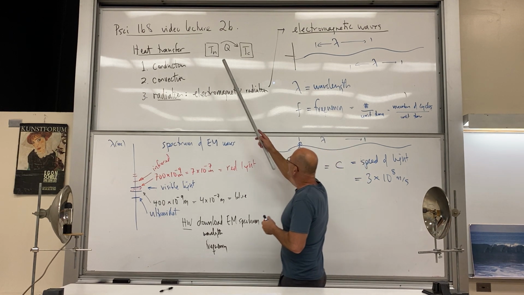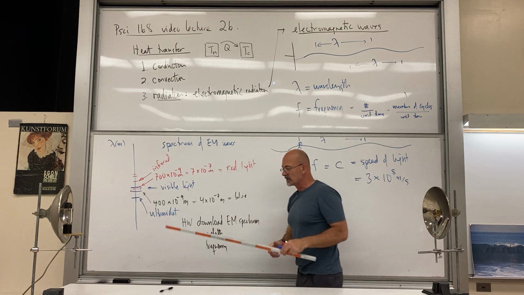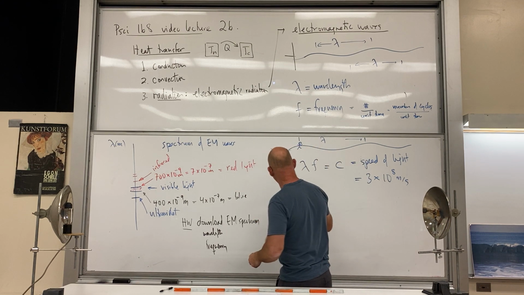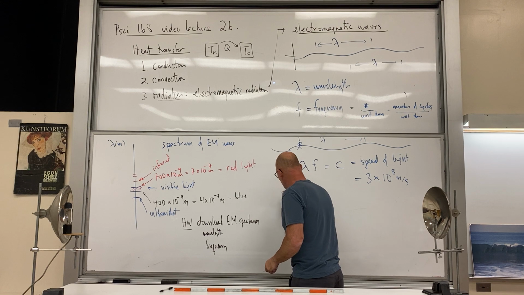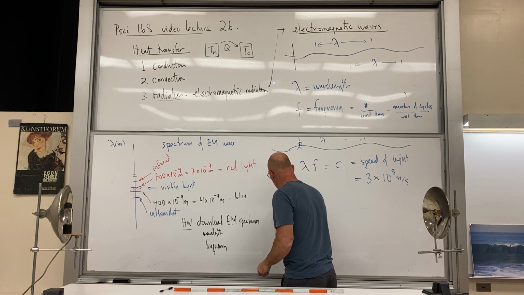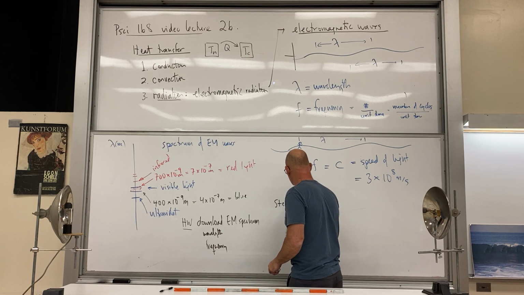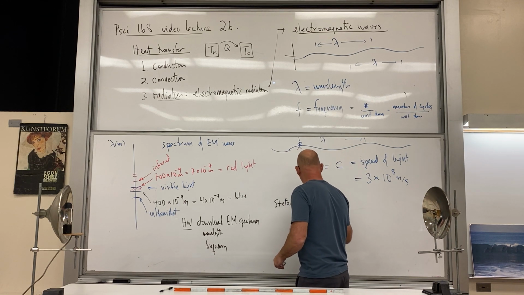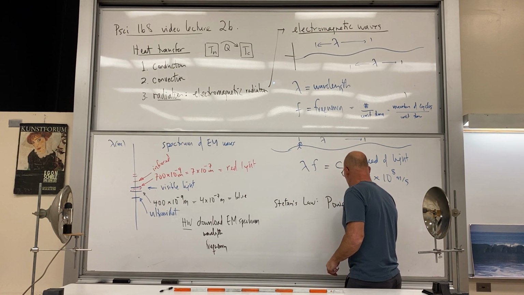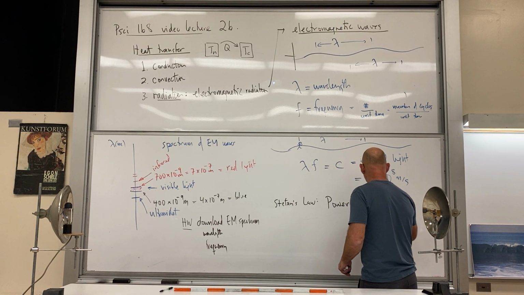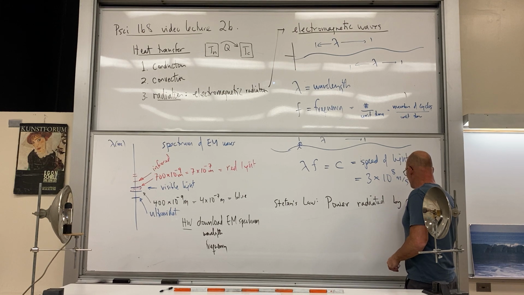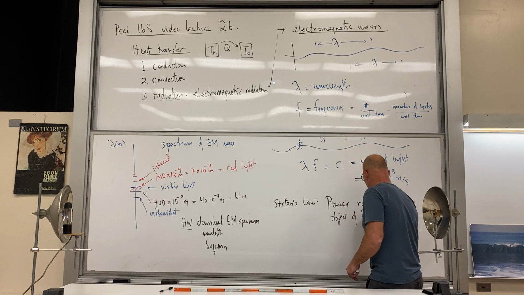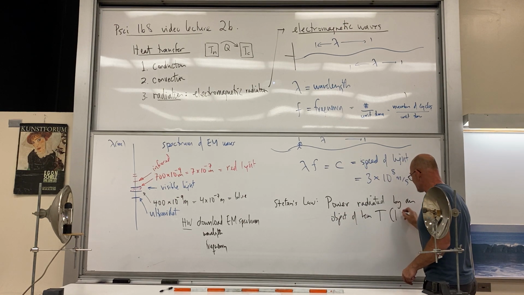Also, in terms of this, I'm going to add a little more technical discussion. So in terms of this energy going from hot to cold, there is the Stefan-Boltzmann Law, or just Stefan's Law, we'll call it. We have power radiated by an object of temperature T as measured in Kelvin.